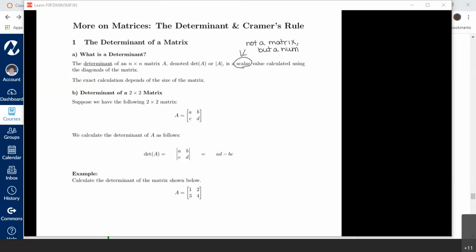Okay, so I'm talking about a number like 2 or -7. Okay, that's, for your purposes, a scalar is a non-matrix number. And the way you calculate it, it uses the diagonals on the matrix. So let's take a look at a simple case with a 2 by 2 matrix.